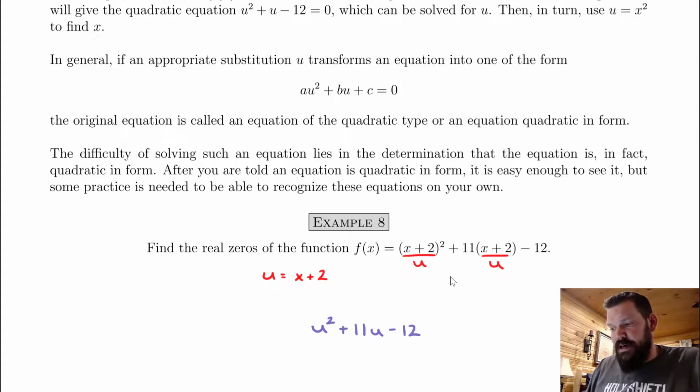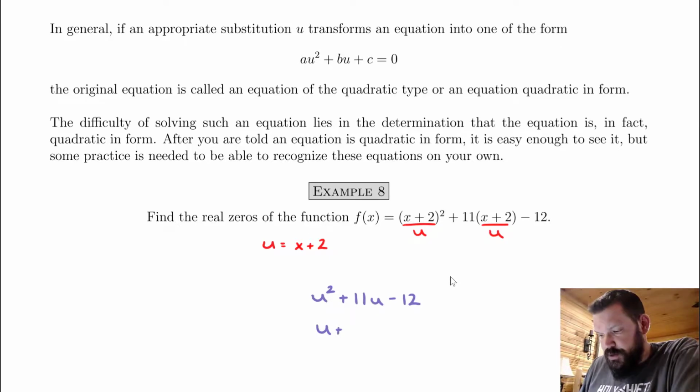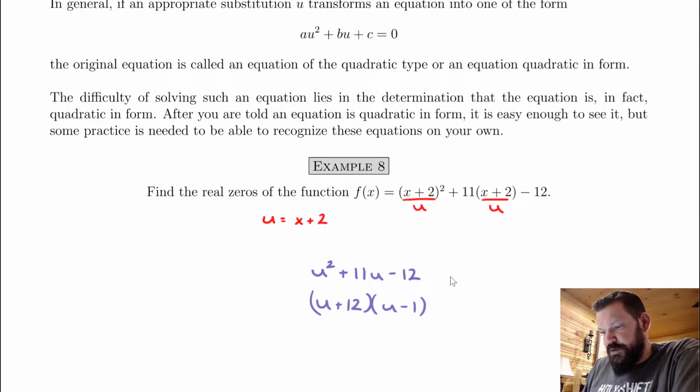And then I also have 11 times x plus 2, which we said x plus 2 again is u. So here we have this quadratic in terms of u rather than x. And this is one that we can factor. We know that this will factor into u plus 12 and u minus 1. And what we want to do is go back to our original variable in just a second. So we have u plus 12 equals 0 and u minus 1 equals 0.